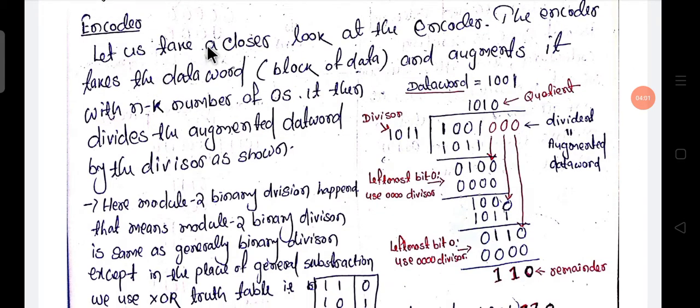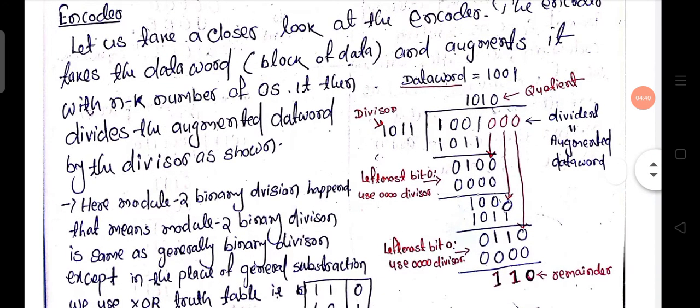Now let us see what happens in our encoding. Let us take a closer look at the encoder. The encoder takes the data word. What is a data word? Data word is the block of data, or the information, which we want to send. That is called the data word, and it is augmented with n minus k zeros. The n minus k zeros are added to the data word. It then divides the augmented data word by the divisor, as shown here.